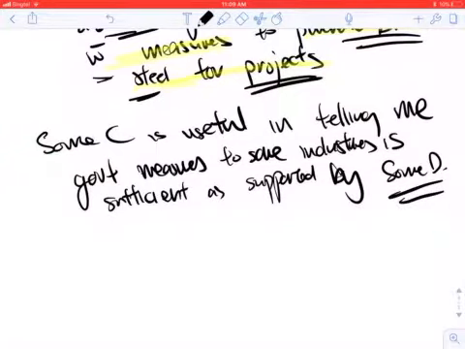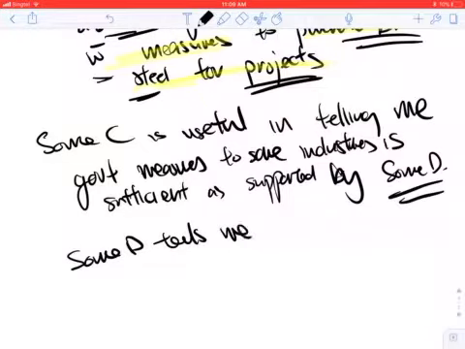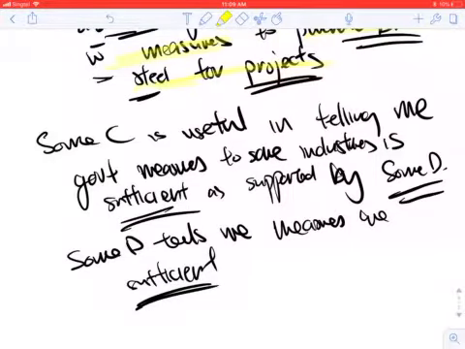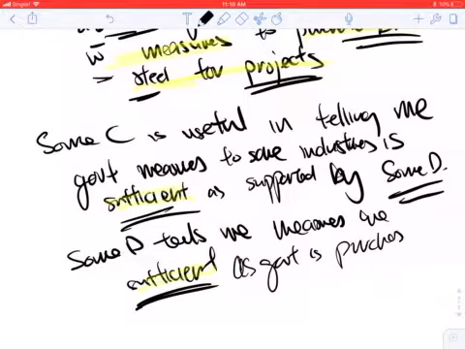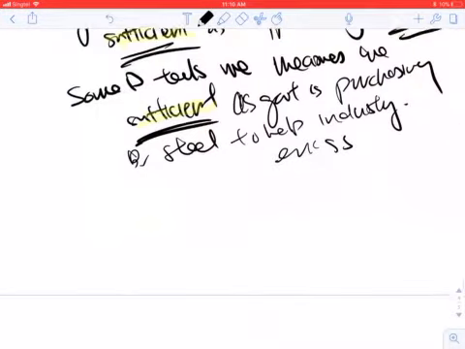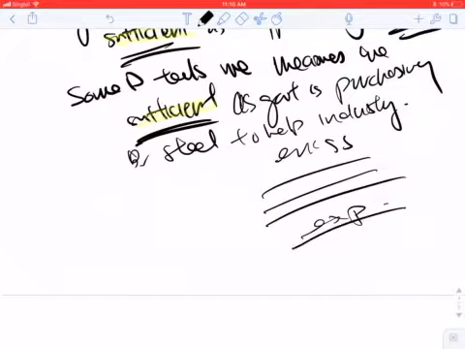So you just repeat again. Source D tells me the measures are sufficient. So can you see? I have the exact same criteria. Measures are sufficient as government is purchasing steel, British steel, to help the companies' industry. Then the evidence goes here.